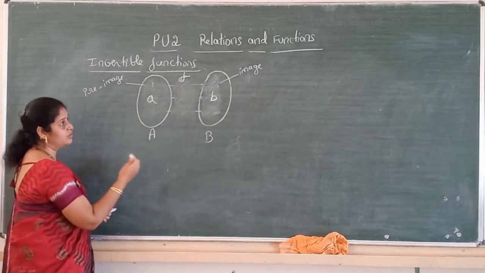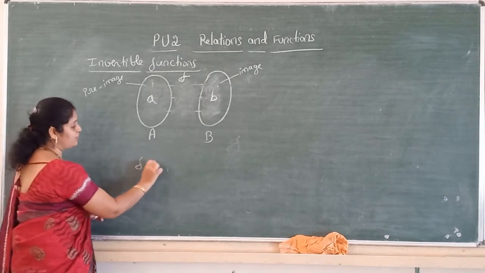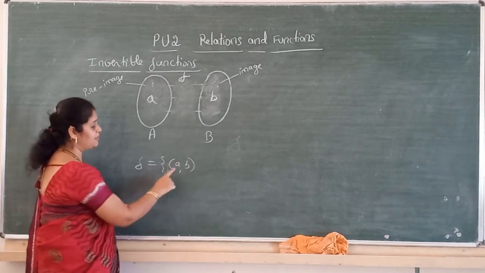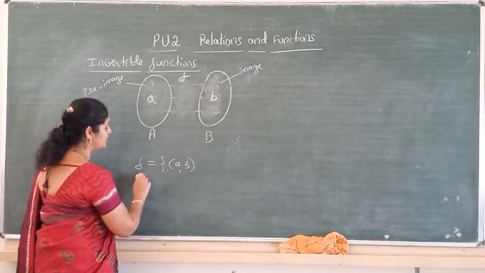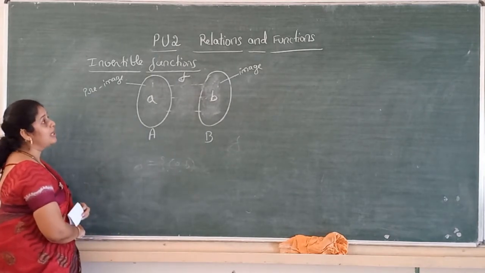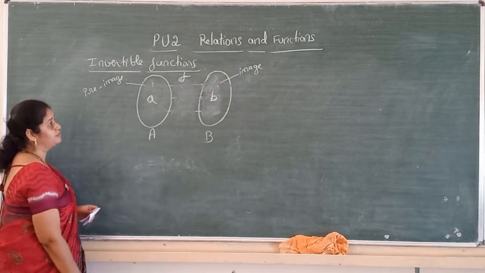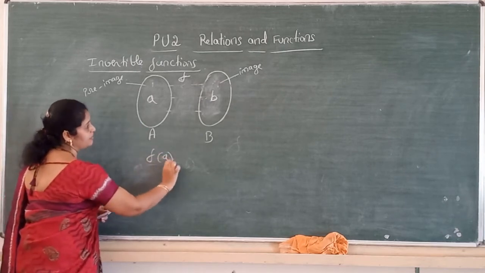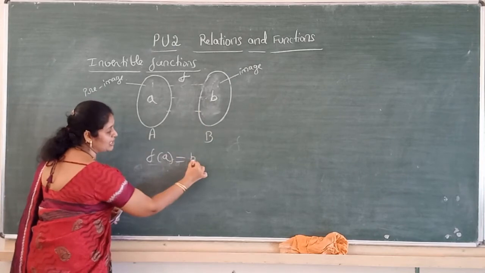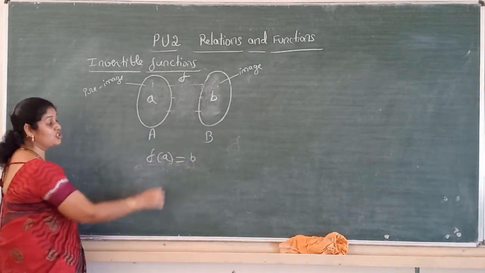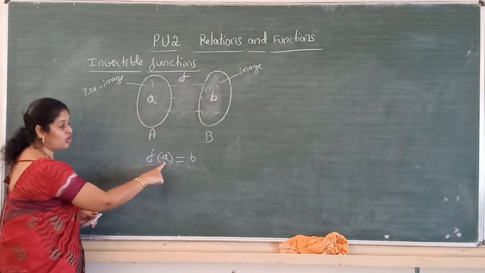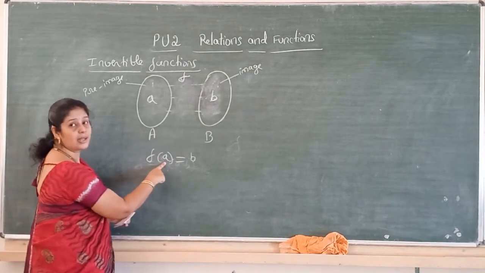How to define f? You can define set f as the set of all ordered pairs (a, b), where f of a is equal to b. Now how to write f inverse? So f of a is b, right? What is b? b is called image of a under f. Then what is a called? a is called pre-image of b or inverse image of b.